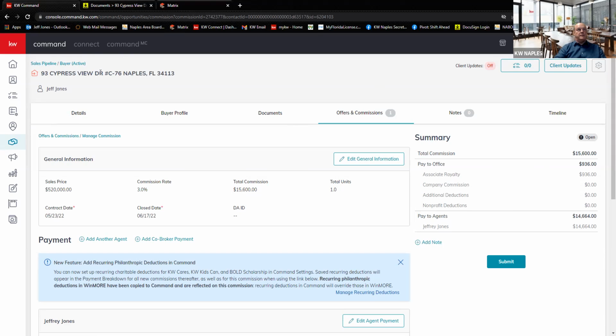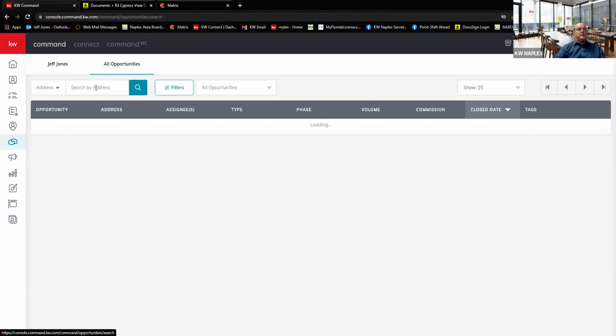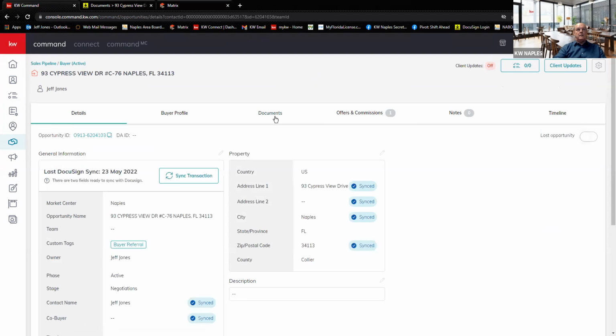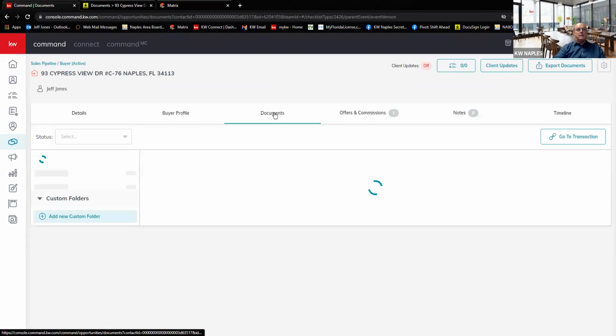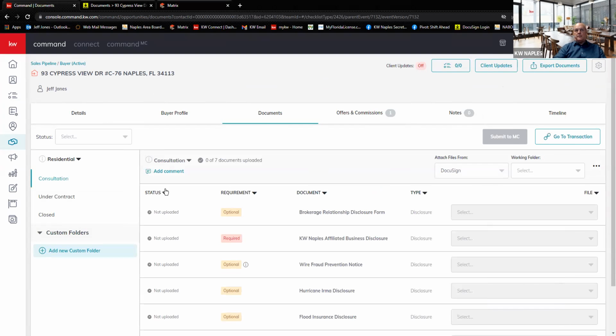Here, I don't want to submit this because I'm not going to buy this house, but I can go back in here and take a look now at my opportunity. So once I've submitted these documents that are required here, and I've gone to submit to MC, and I come down here under contract, once all that's done, your DA will be loaded right there. It will be loaded by the Market Center Administrator.